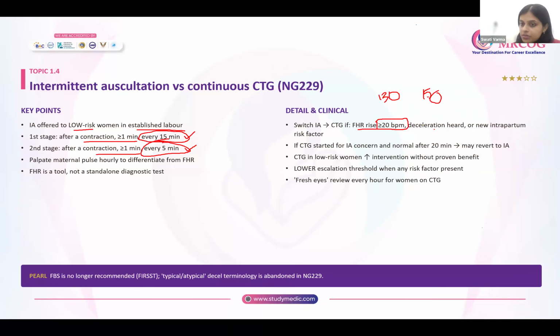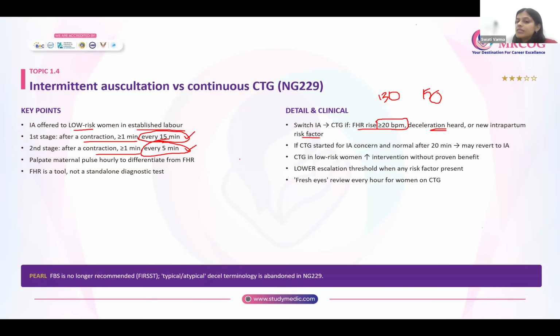Then this should be a thing of concern. Although we might think that this is in the normal range, it has suddenly risen by 20 beats per minute or more. So what should be your next step? Whenever there is a deceleration, a dip in fetal heart rate, or any new risk factor has arisen, such as meconium or any other concern in fetal heart rate, it should be followed by more frequent intermittent auscultation. Not necessarily after every contraction or every 15 minutes, but more frequently we should do intermittent auscultation.